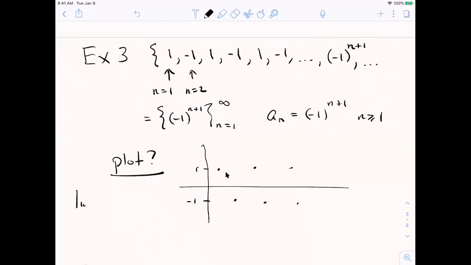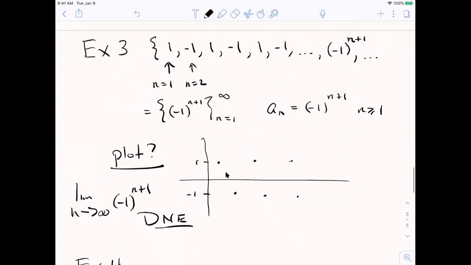So the limit as n goes to infinity of -1 to the n plus 1 does not exist. It doesn't have a limit. So the language that we're going to use is we're going to say that this sequence, -1 to the n plus 1, diverges. Yeah, when the limit doesn't exist, it diverges. So not all sequences have limits.